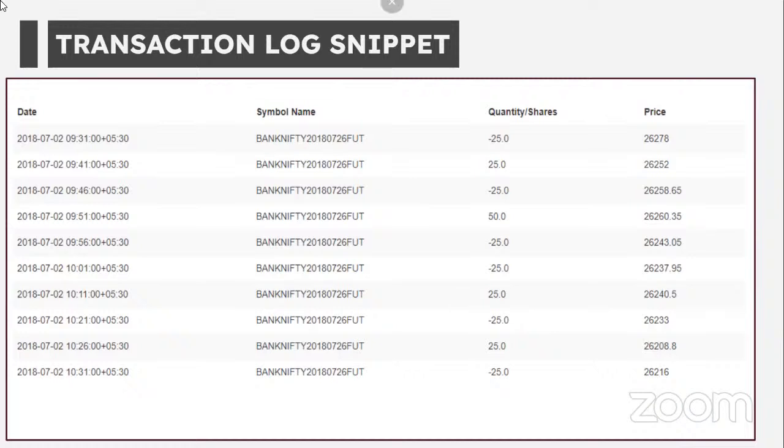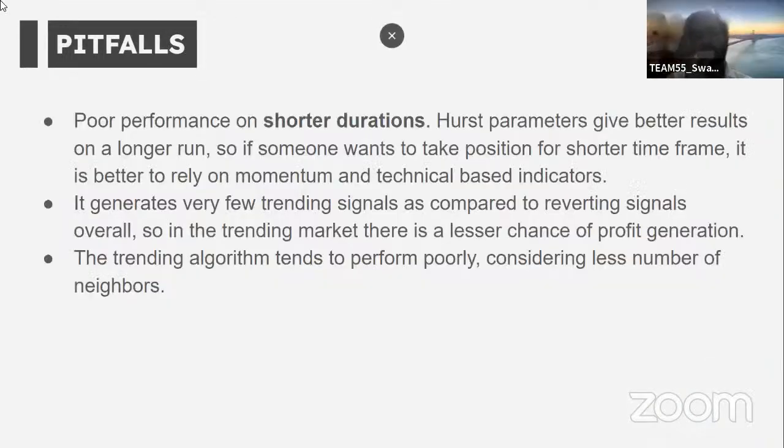Now moving on. Obviously we can't create a strategy which would work in all kinds of markets in all states. So we have some pitfalls as well. The strategy that we mentioned, especially the Hurst exponent, won't perform well when shorter durations are considered, that is when we are taking positions for shorter durations. Moreover, the trending signals, that is the nearest neighbor algorithm, would perform poorly when the number of neighbors is less, which is when the value of n is less.